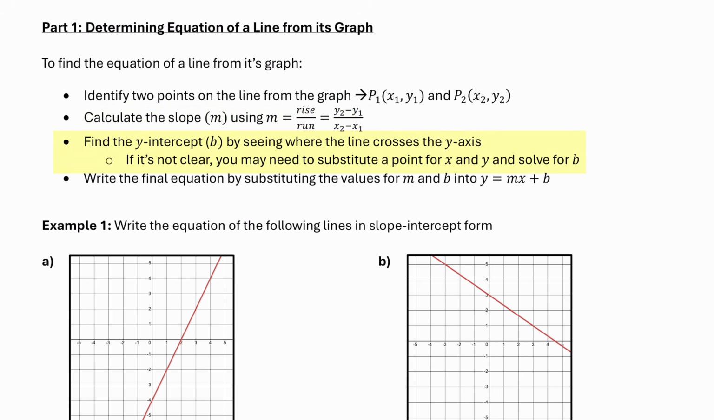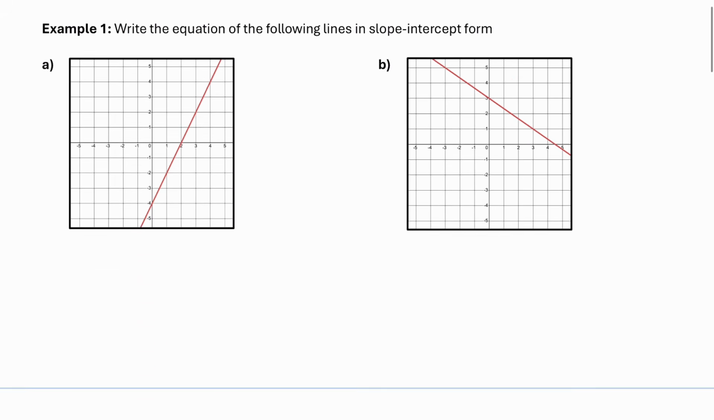Next, we find the y-intercept, b, by seeing where the line crosses the y-axis. If for some reason it's not clear what the y-intercept is, you may have to sub in some other xy point into y equals mx plus b, and then solve for b. And lastly, we write the final equation by substituting in m and b into y equals mx plus b, and then we end up with an equation that defines the relationship between all the x and y values of all of the points that make up the line. So let's go ahead and try these steps with our first example here.